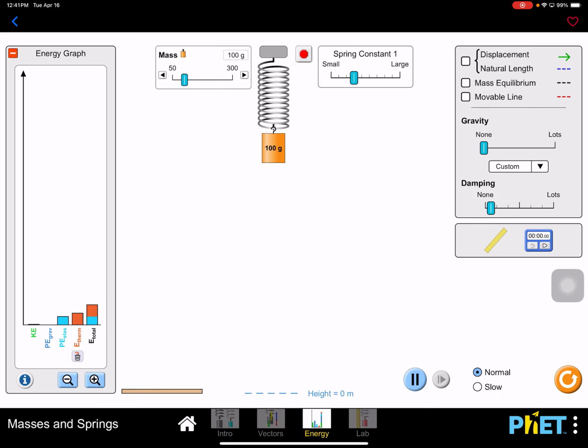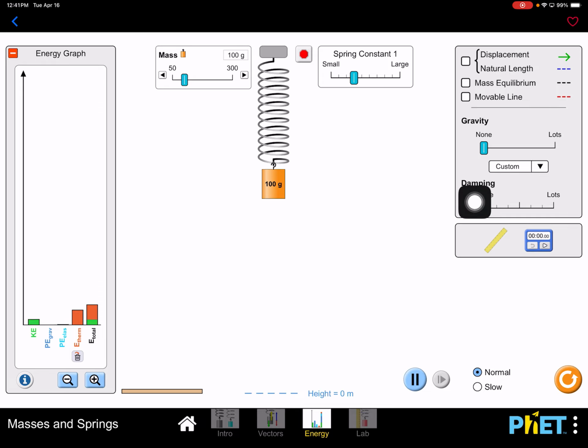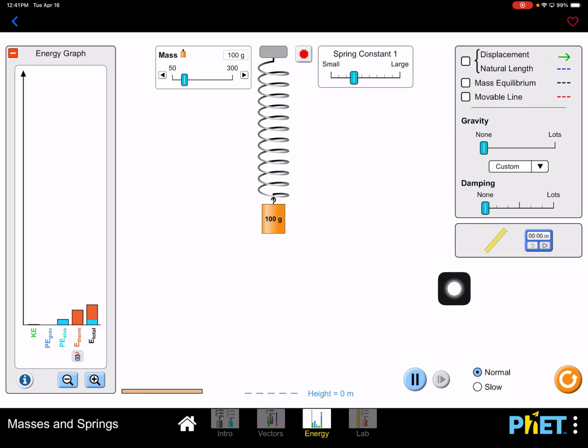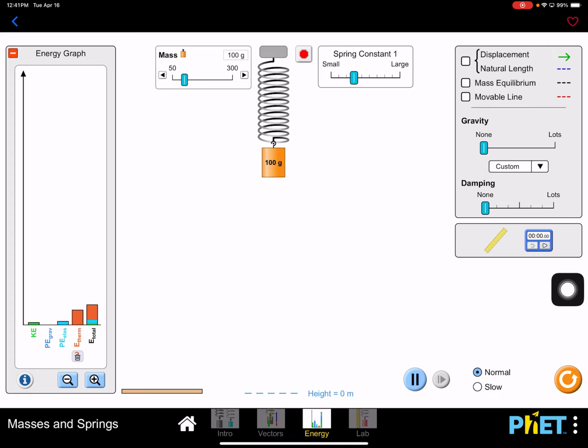So again, gravity none, damping none. What is damping? Friction. Very good. Okay. So for something to oscillate, we'll make it.